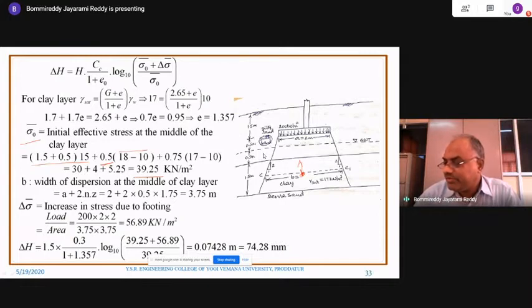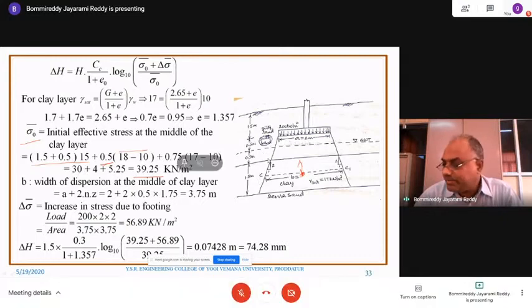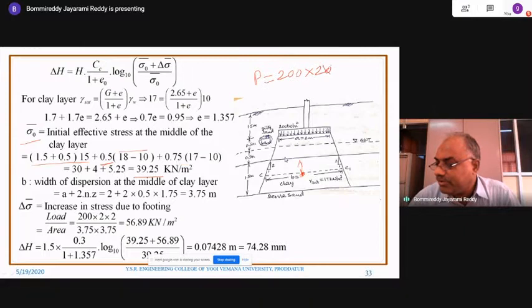What is the size of the footing? It is nothing but 2 by 2. So what is the load coming from the footing? Load coming from the footing is 200 multiplied by 2 into 2, because 2 into 2 is the area and 200 kilonewton per square meter. But the stress is required at the middle part.